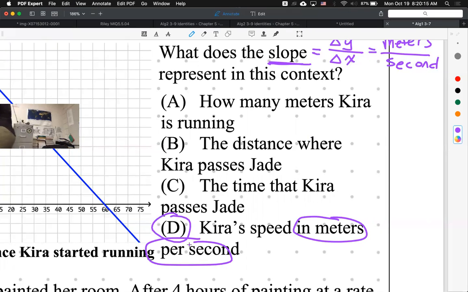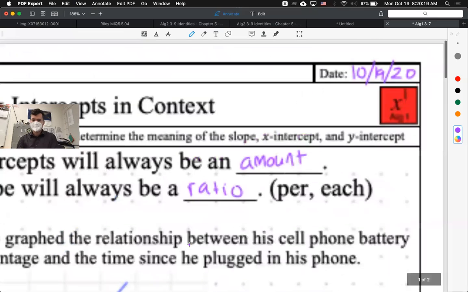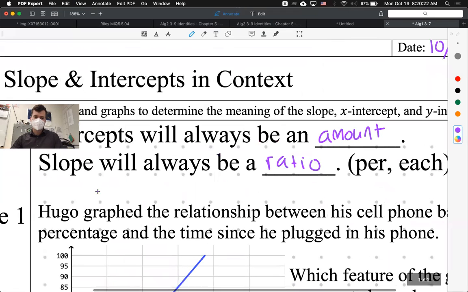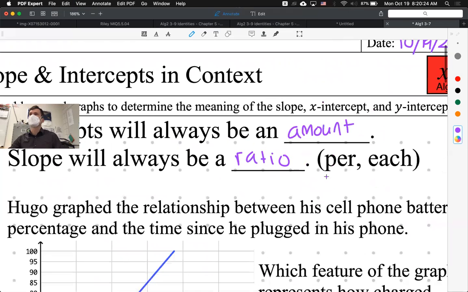And in general, if we want to come back and add to our notes, if I come to the very front, other words that could be for slope: slope could be per or each, or it could also be these two words. It could be speed or velocity.